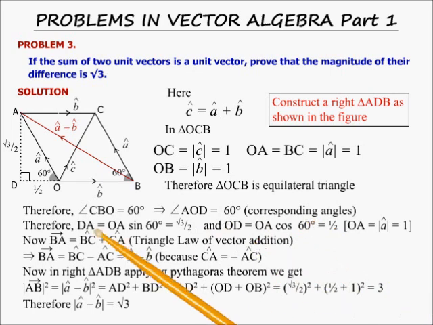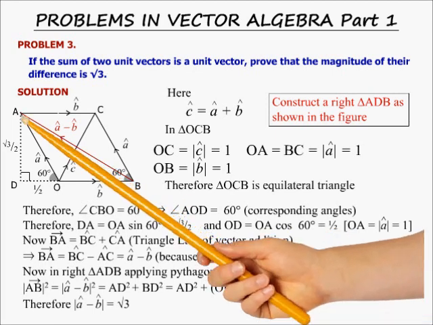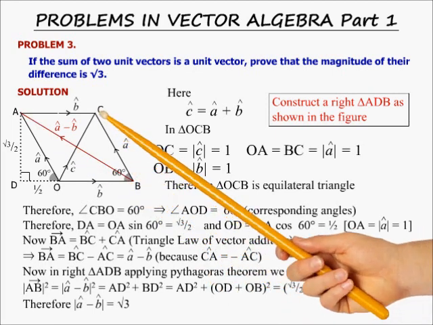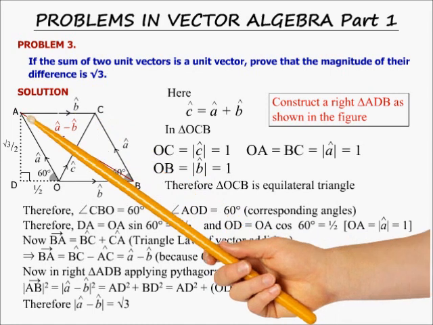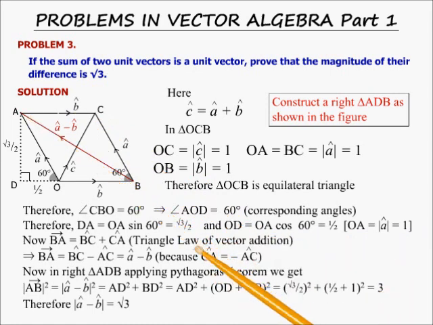Therefore, DA equals OA sin 60 degrees, which is equal to root 3 by 2, and OD equals OA cos 60 degrees, which is equal to half. Now vector BA equals vector BC plus vector CA. This is the triangle law of vector addition. Or BA equals BC minus AC, because CA equals minus AC. Or BA equals A minus B.